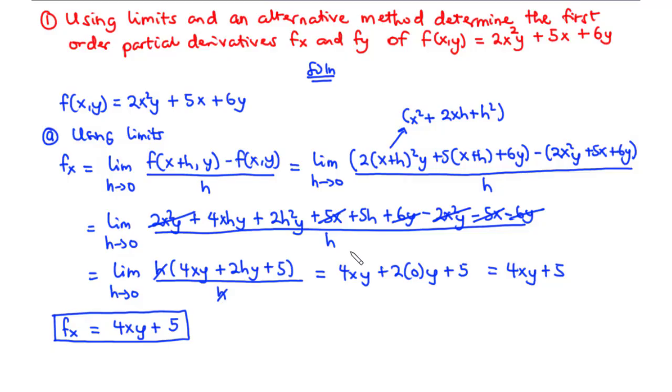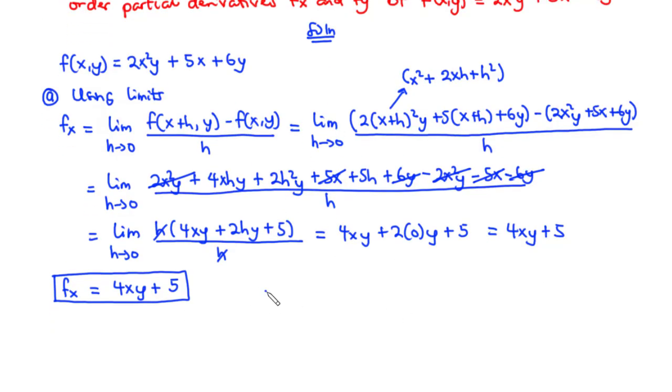Now, using an alternative method, how do we find fx? Using an alternative method, we have fx equal to, now this is the original function, and what we are going to do is find the partial derivative of this function with respect to x. So we are going to keep y constant and then differentiate with respect to x. We are going to differentiate term by term.